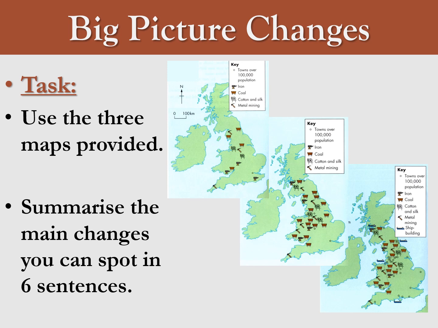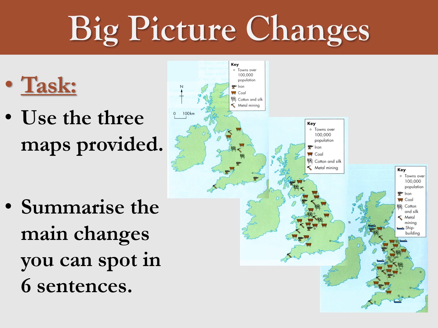So the first task you'll need to do is start summarising some of the big picture changes. For this you'll need to open the document, which is imaginatively called 3 maps. There's a small version of it on the PowerPoint in front of you. This shows 3 maps of Britain spanning the period.